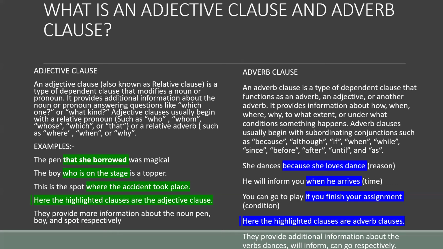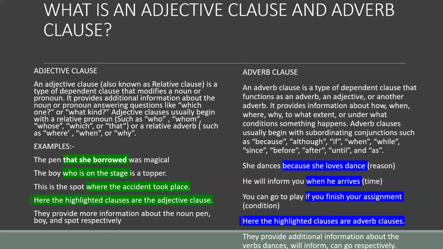Let's see the example. The pen that she borrowed was magical. The boy who is on the stage is a topper. This is the spot where the accident took place. All the highlighted clauses are called the adjective clause. That she borrowed, who is on the stage, where the accident took place are adjective clauses. They provide more information about the nouns pen, boy, spot in the above sentences respectively.